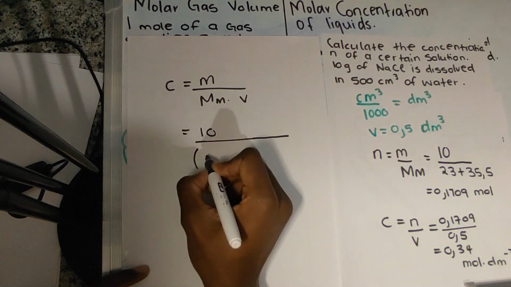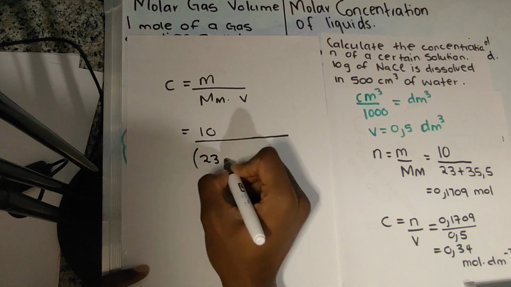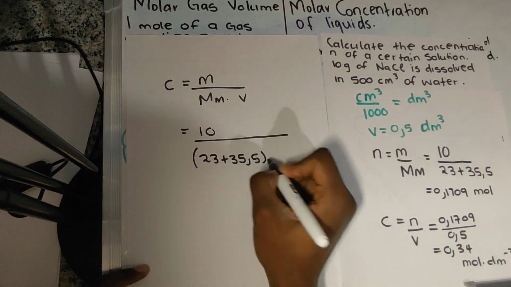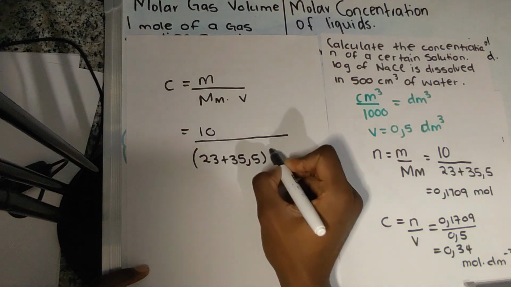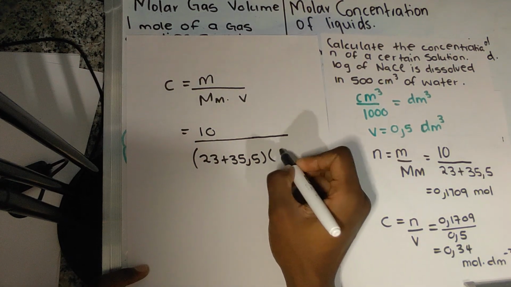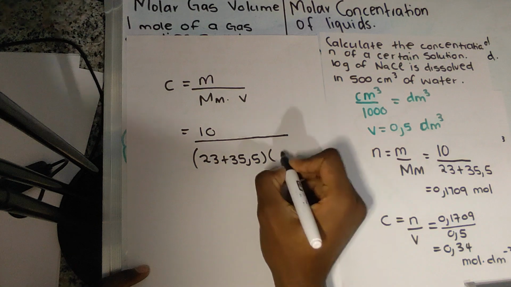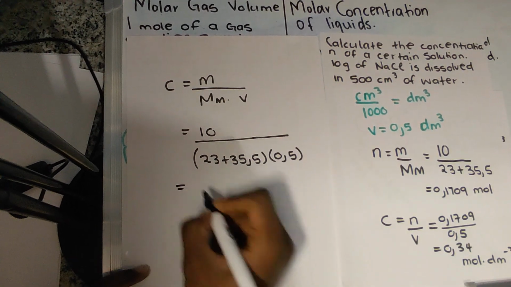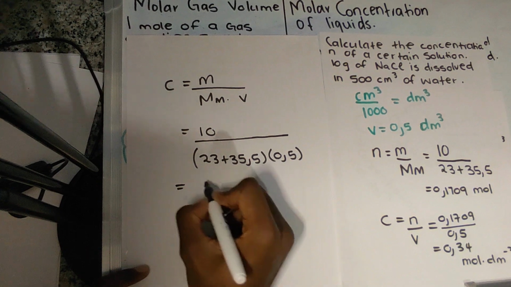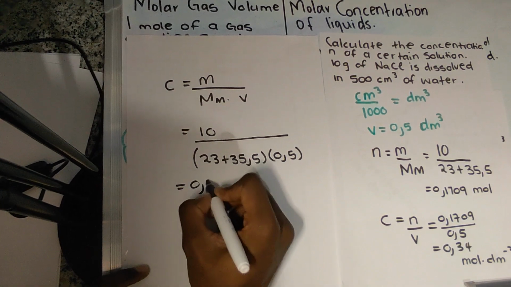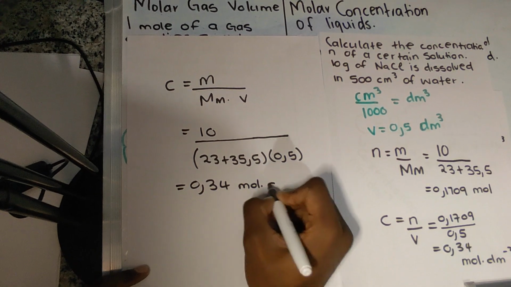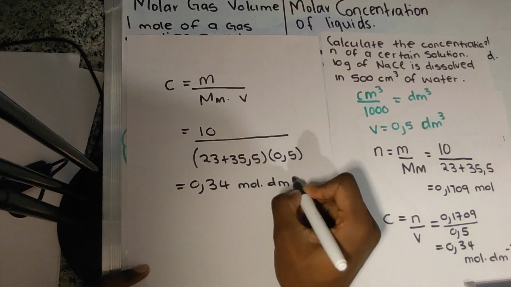So now this is going to be 23 plus 35.5, and then we multiply by our given volume. So the volume that was given to us in decimeter cubed is going to be 0.5 decimeter cubed. So this should give you roughly the same answer, being 0.34 mole per decimeter cubed.